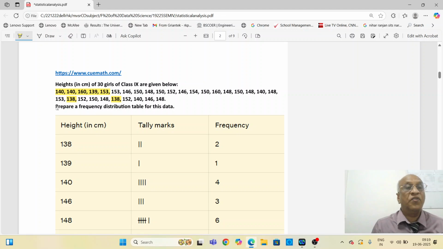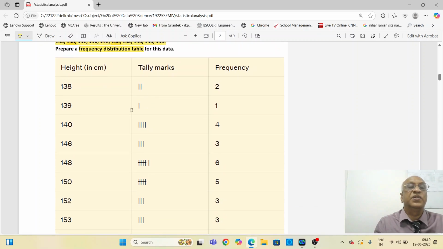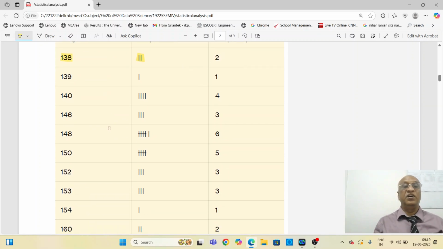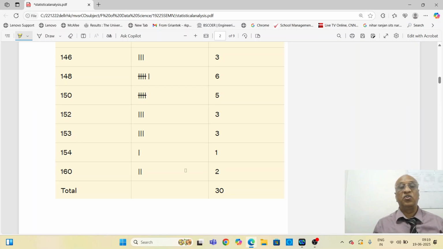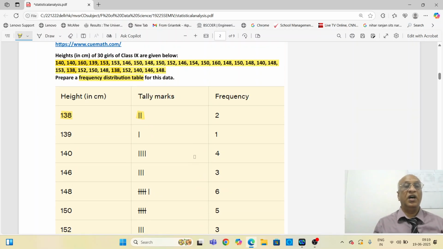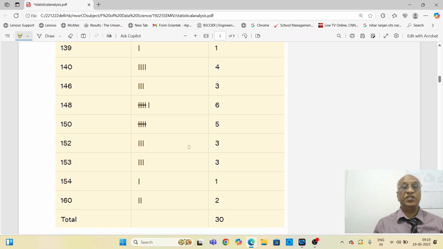Now, given this data, what is this data? This data is of 30 girls' heights in centimeters. We have to prepare a frequency distribution table. Say for example, 138 is the lowest height. 138 height is for two girls, so that is the frequency 2. Like that, 139 is for one girl. Similarly, 160 is for two girls. So there are a total of 30 girls from whom the height frequency distribution table is derived.